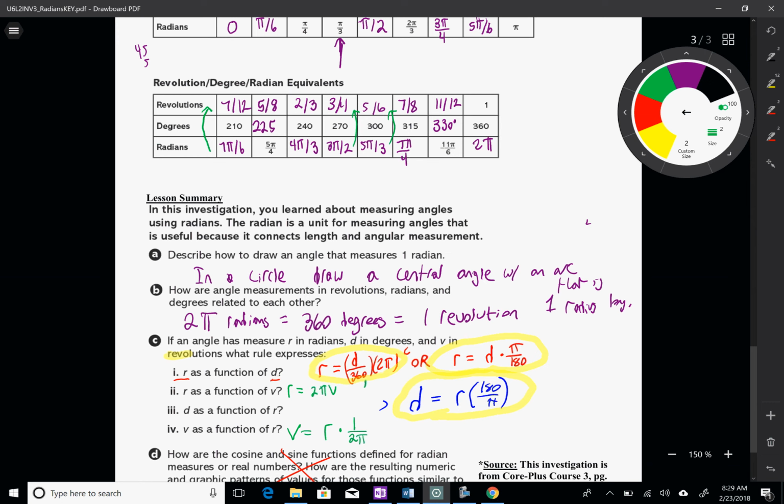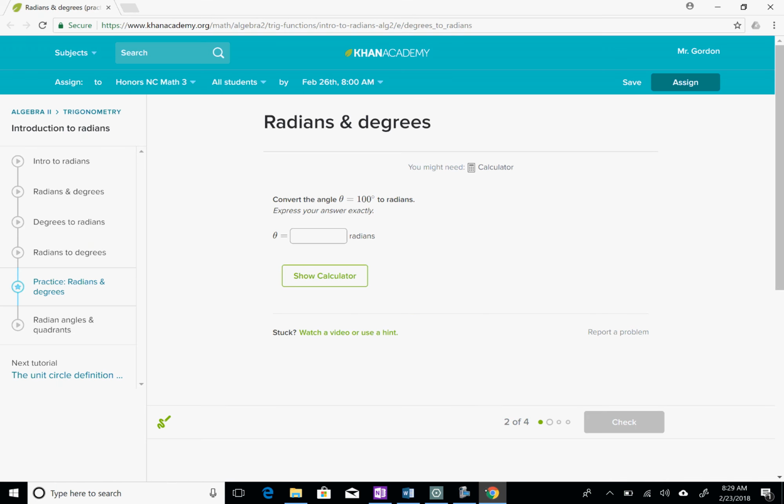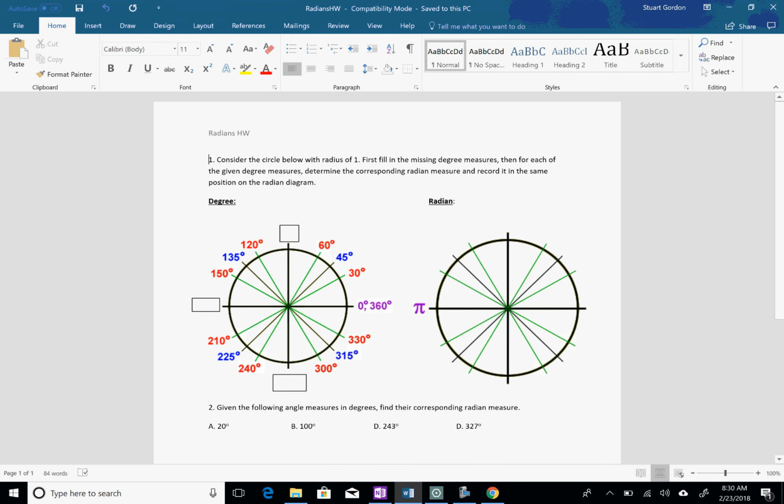And don't worry about part D. All right, thanks for watching the video. Next up, you should be doing this Khan Academy assignment, radians to degrees, and then begin on this radians homework, which you can use your table to help you with.